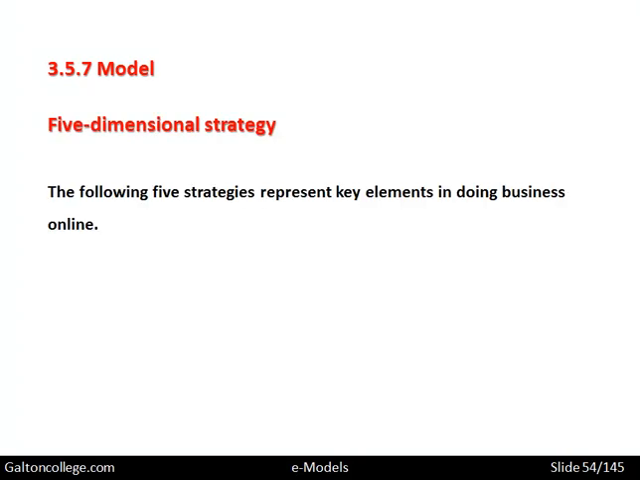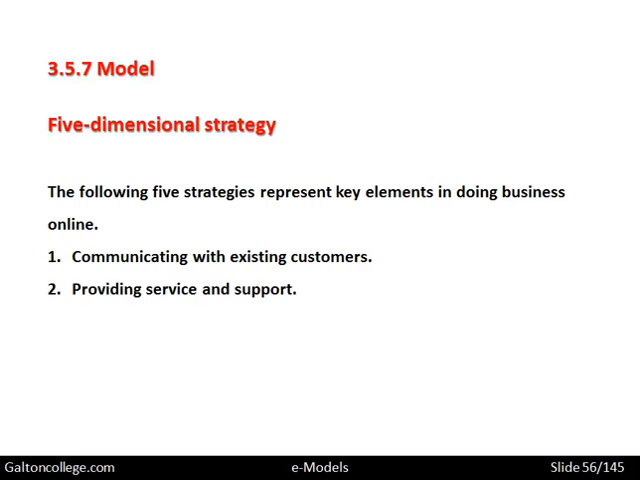The five-dimensional strategy. First of all, communicating with existing customers, making sure that existing customers are still aware of the site and are up to date with new products and new facilities of the site. So there is communications with existing customers and providing service and support. Someone who bought a product through the site could be contacted to see what their experiences were, to get some feedback, ask them for a customer satisfaction survey form, which could be delivered and analysed, indeed, electronically. So it's a cheap way of getting information if the customers are willing to do so and don't find the request intrusive.